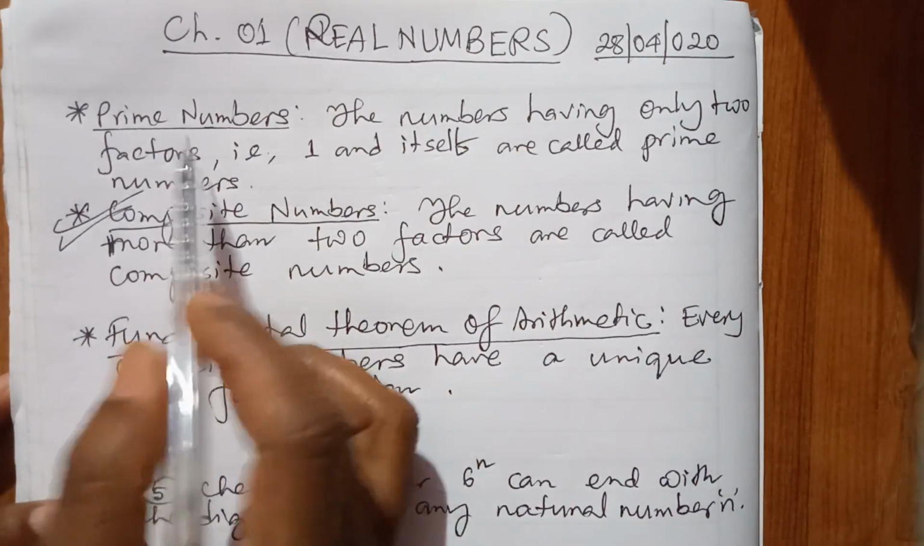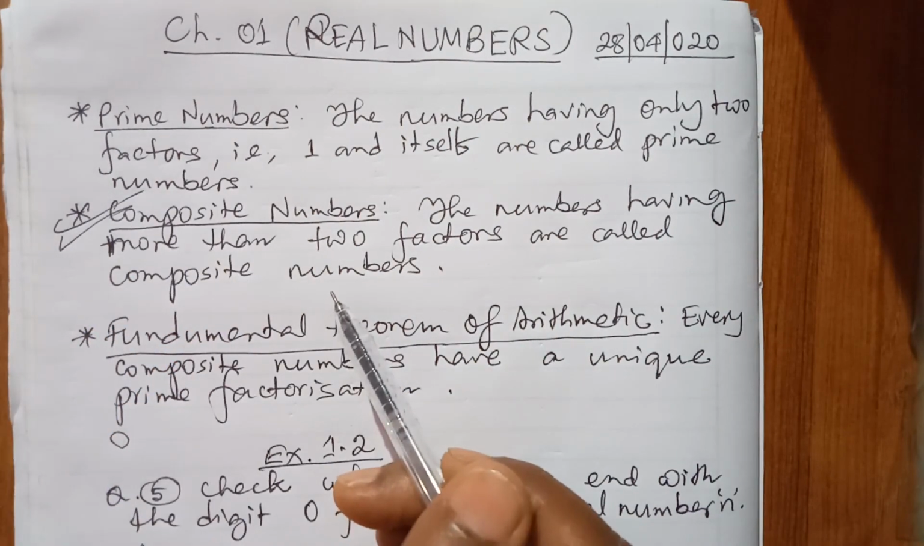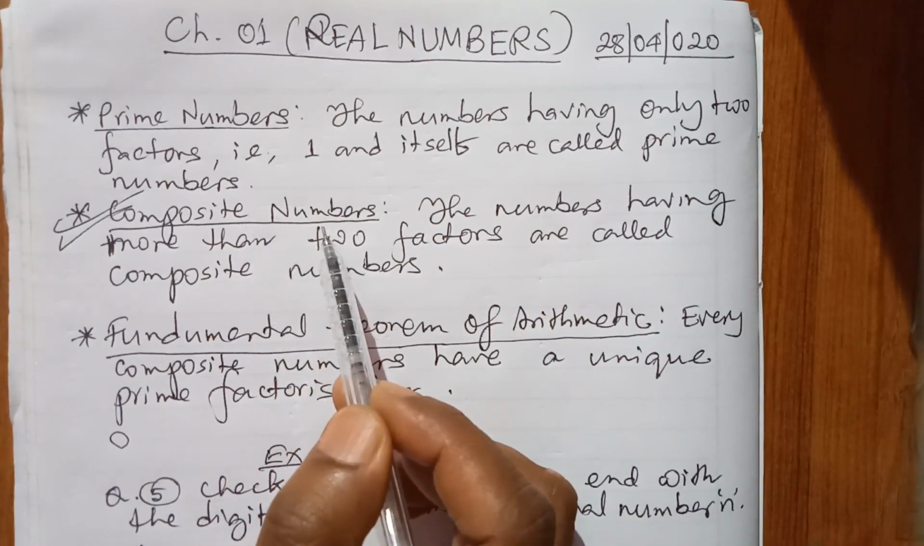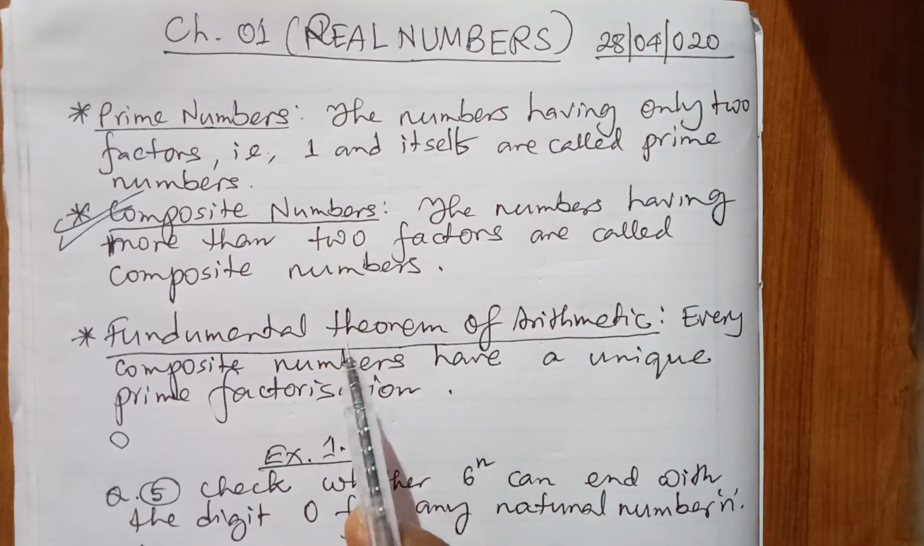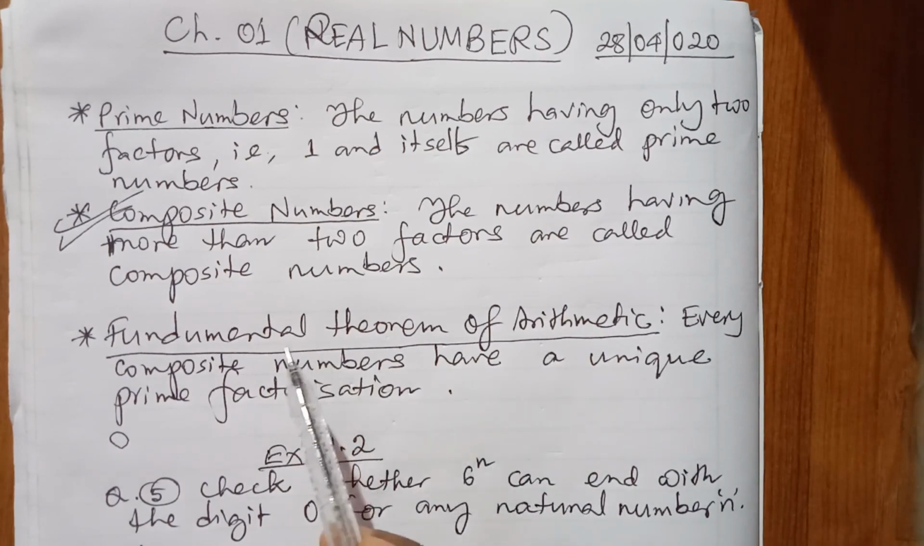But for a prime number you can't have a prime factorization. So you have to remember that only composite numbers show the prime factorization, and it is always unique for every number. That is called the fundamental theorem of arithmetic. Now today we will apply this theorem to solve a few problems of exercise 1.2.